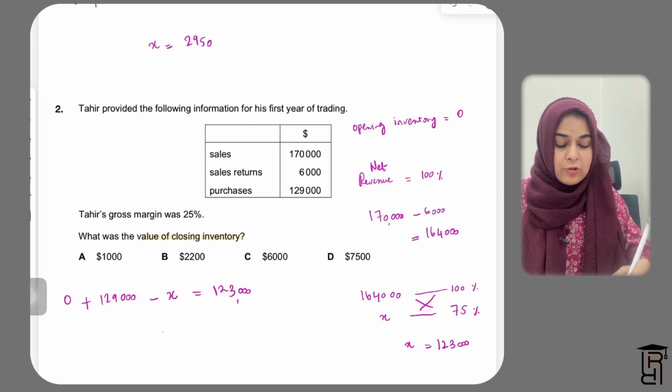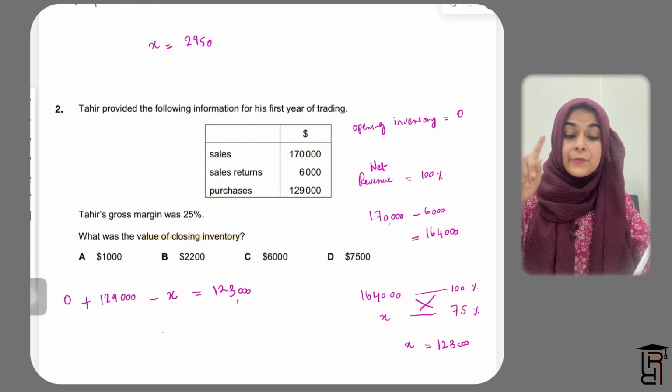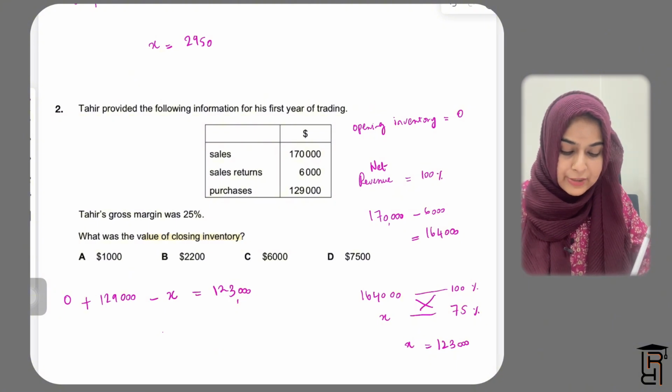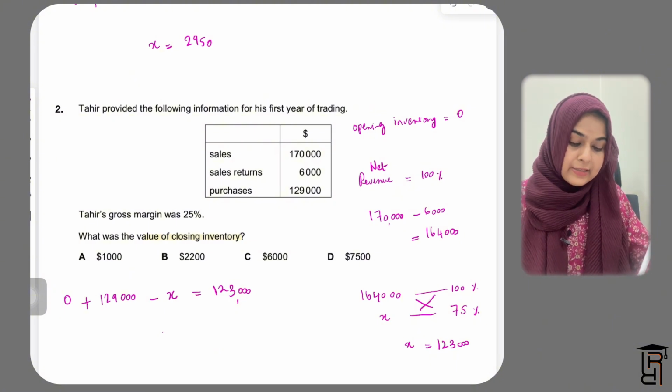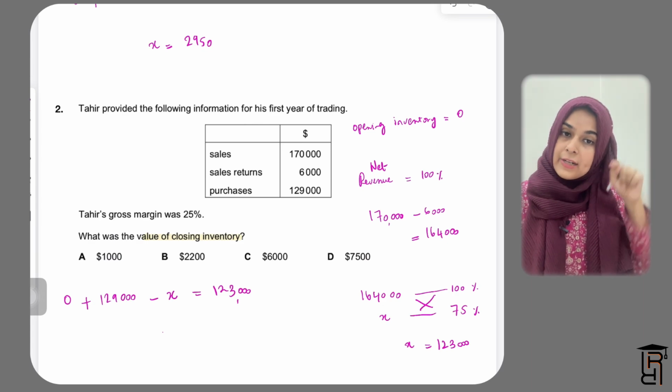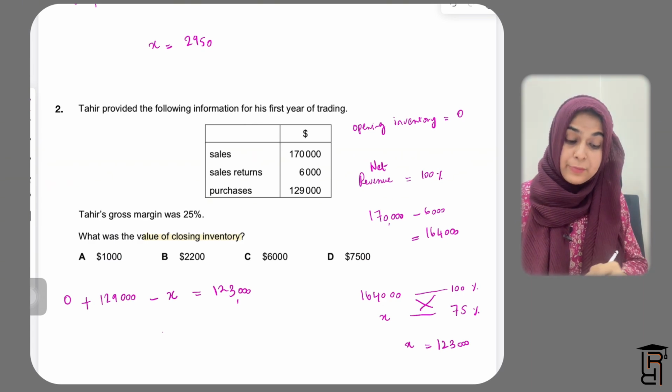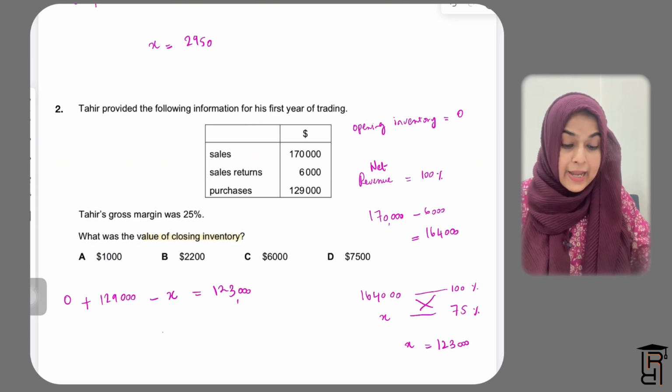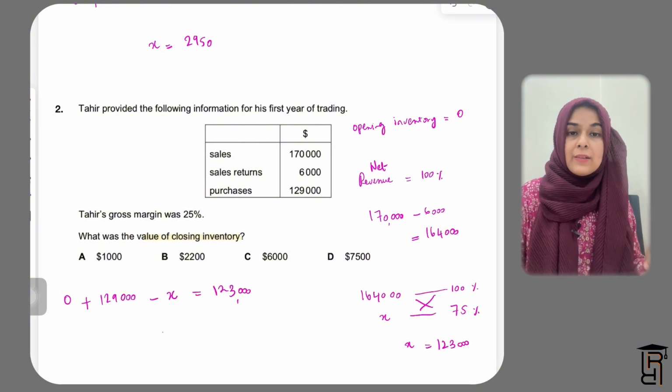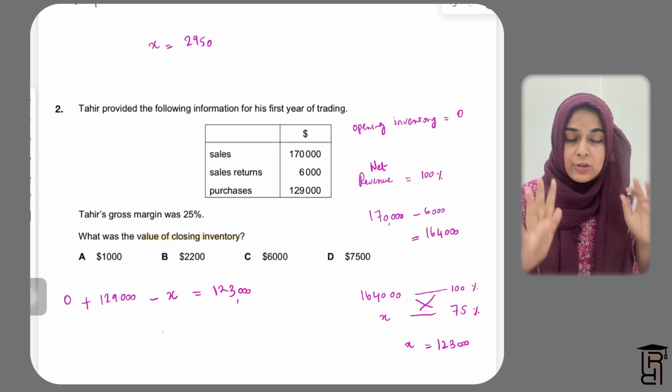Now I need to apply the cost of sales formula. This is Roshan's first year of trading, so opening inventory is going to be 0. Add purchases. We don't know purchases. We are going to find out purchases through the cost of sales formula. So purchases is X, and then closing inventory is 3,200, so minus 3,200. Opening inventory plus purchases minus closing inventory is just the basic formula for cost of sales.